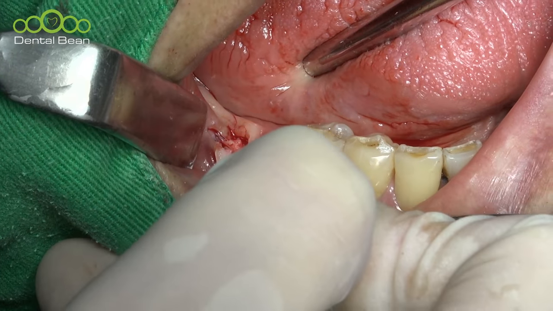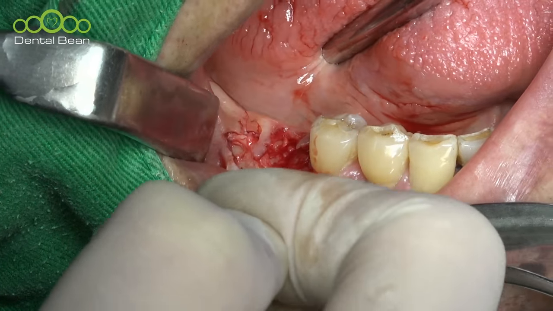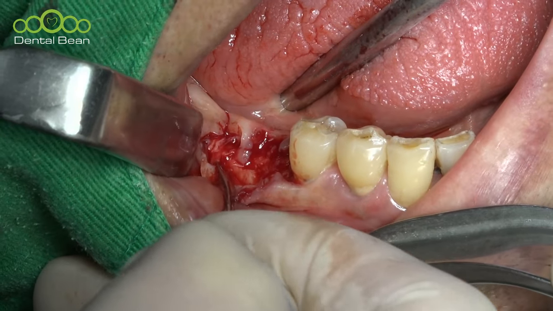So the full thickness, maybe some adhesion to the granulation tissue and then the soft tissue. So sometimes this kind of undermining and removal is better.